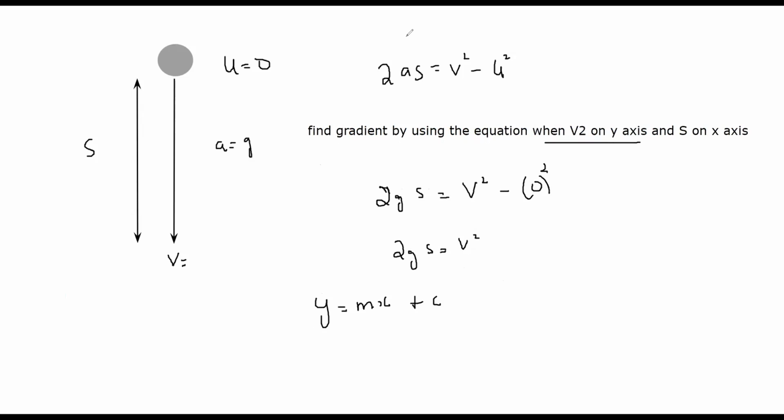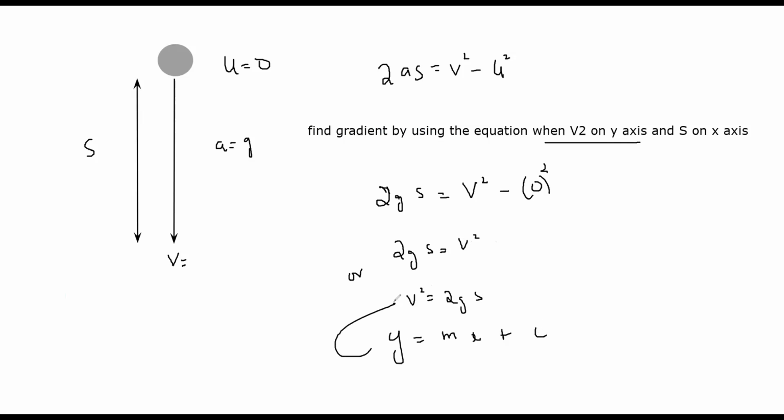So first I have to rearrange the equation. When I rearrange this equation, I can also say v square is equals to 2gs. I just switched the whole equation. Now I can compare y is equals to mx plus c.